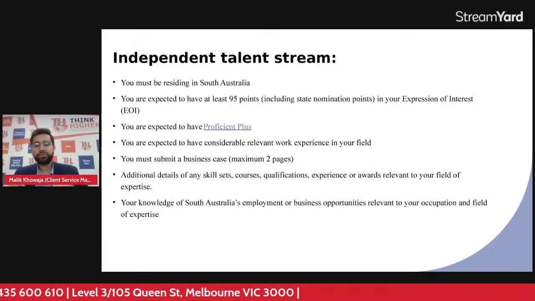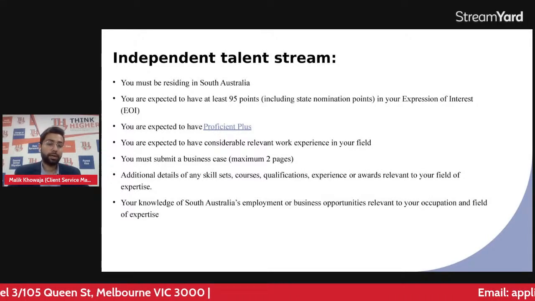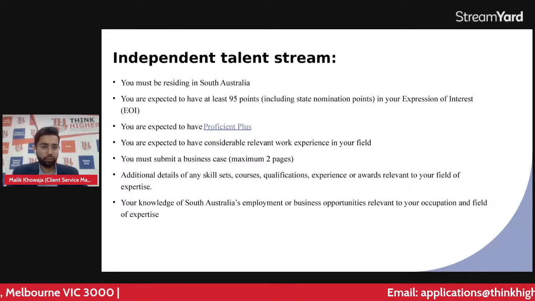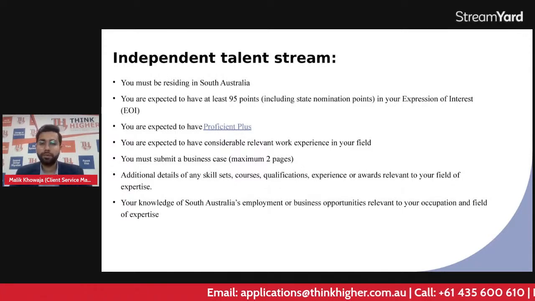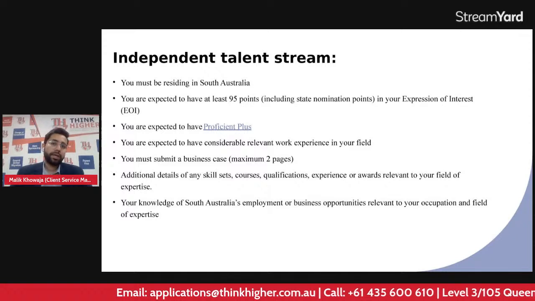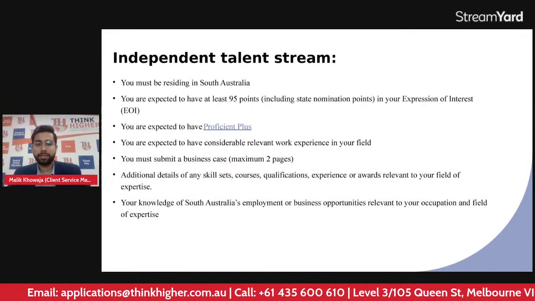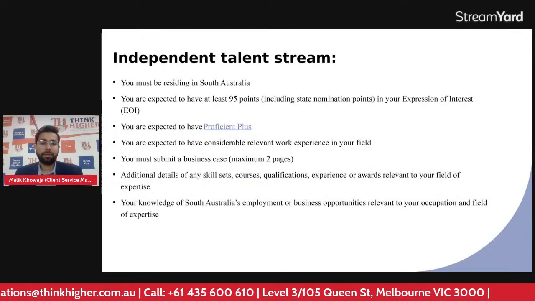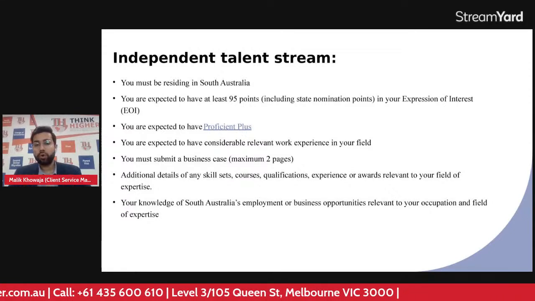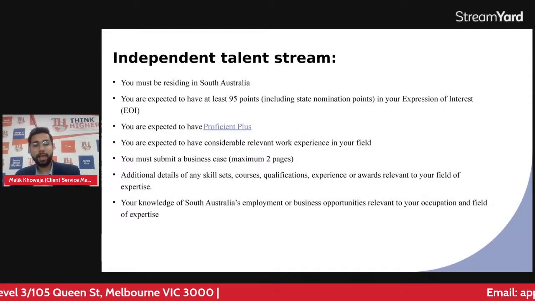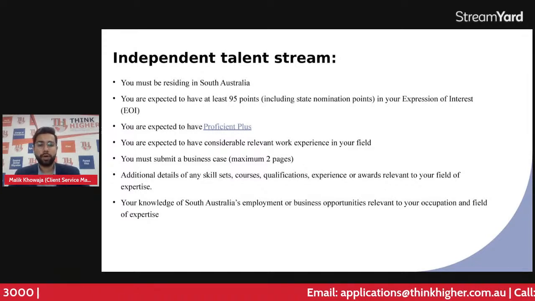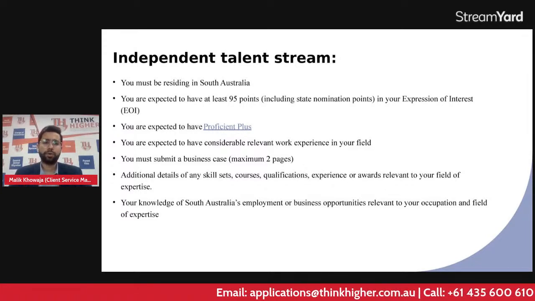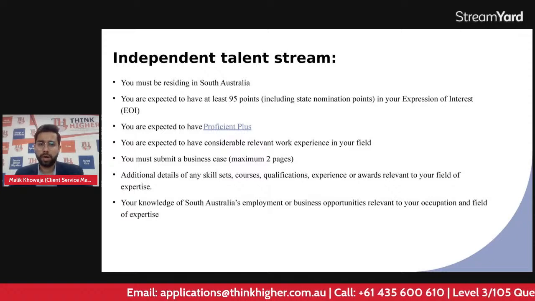So the requirement is pretty straightforward. You must be living in South Australia, not interstate, not offshore. You must have at least 95 points in your expression of interest. That means it includes the 5 points that the state gives you for subclass 190, or if you're applying for subclass 491, you must have at least 80 points in the expression of interest plus 15 points for your subclass 491. That gives you 95 points in total for the EOI.